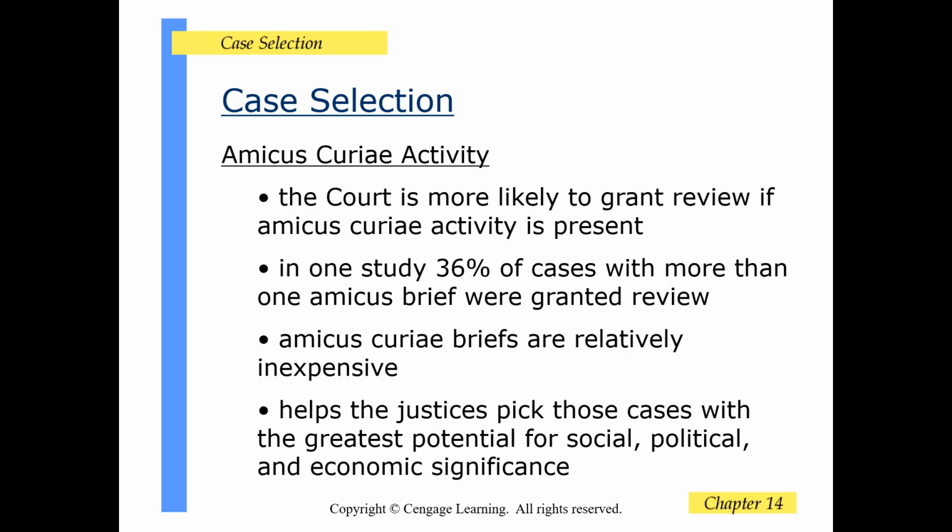In one study, 36% of cases with more than one amicus brief were granted review. Amicus curiae briefs are relatively inexpensive to produce, and they help the justices pick those cases with the greatest potential for social, political, and economic significance.